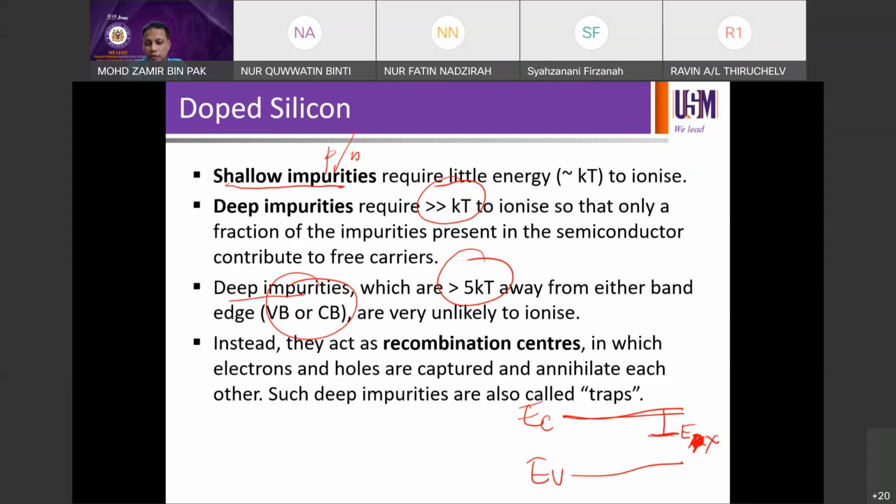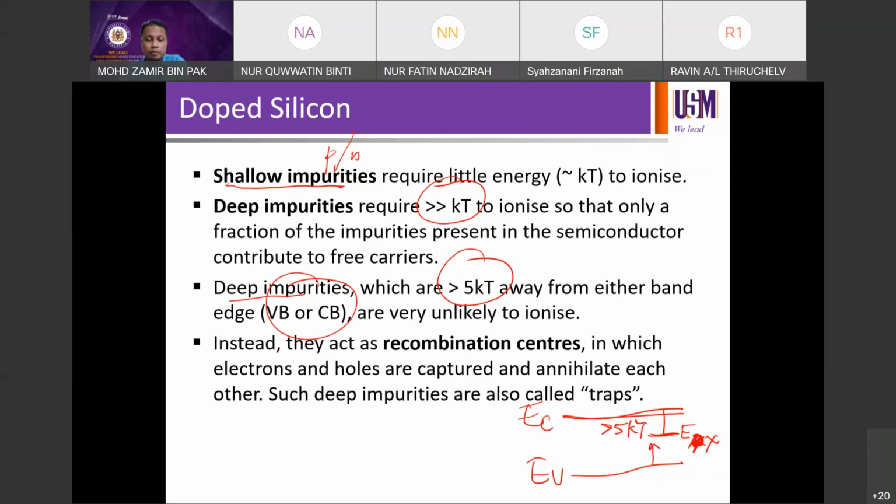Tak apalah, EX pun okay lah, EX, because D nanti confuse dengan donor pula. Right, EX, whatever state in the band gap has to be more than 5 kT away from either band, either CB or VB, EC or EV. On the other hand, it has to be more than that. Then only the impurities will be considered as deep level impurities. Okay, so you can do the calculation of how much is 5 kT away.